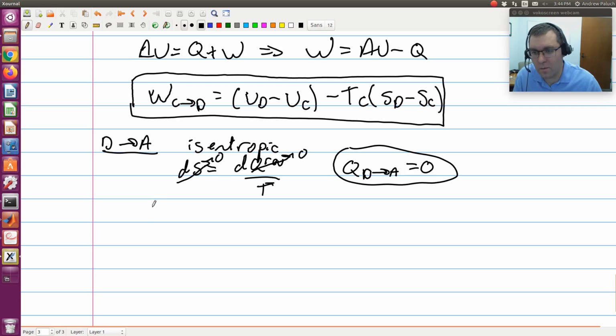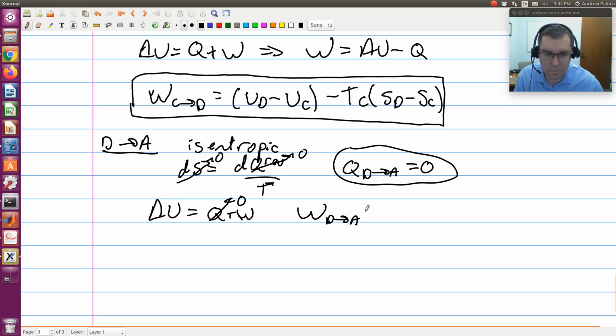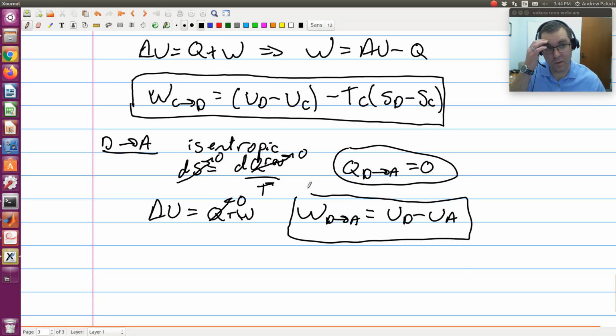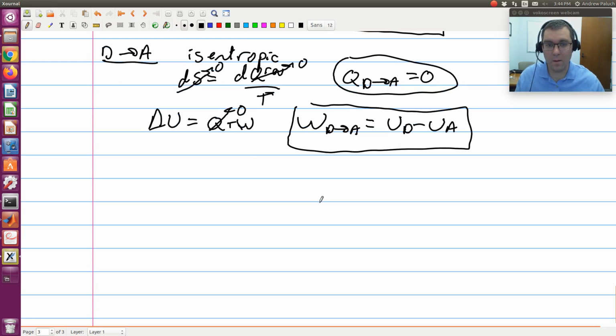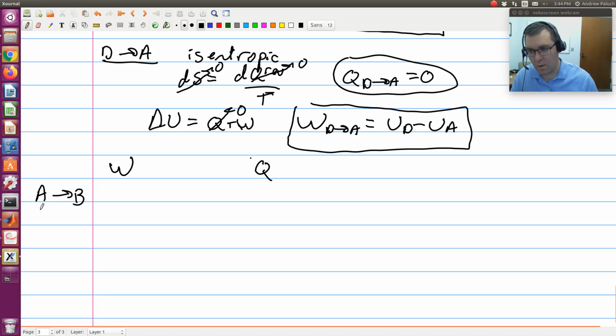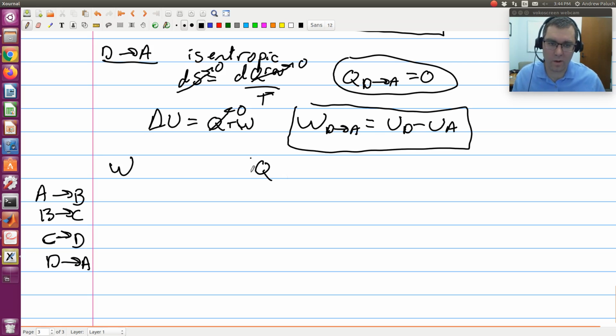And then to get W, we go to our first law balance. Delta U is equal to Q plus W. Q is 0, so we're left with W from D to A equal to UD minus UA. All right, so let me set up a table. We'll summarize our results, and then we'll go over to MATLAB and compute. What I'm going to tabulate is our work and our heat for A goes to B, B goes to C, C goes to D, and D goes to A.